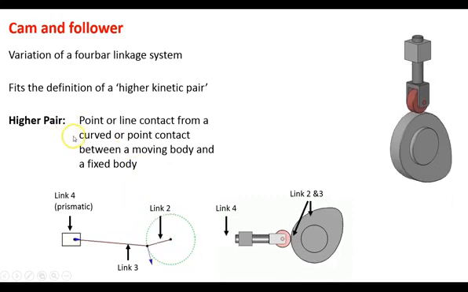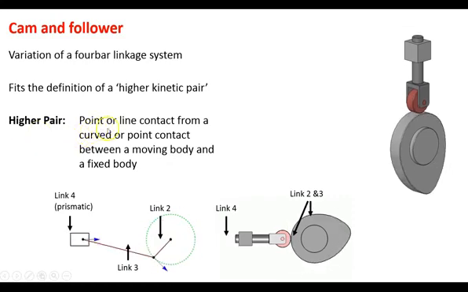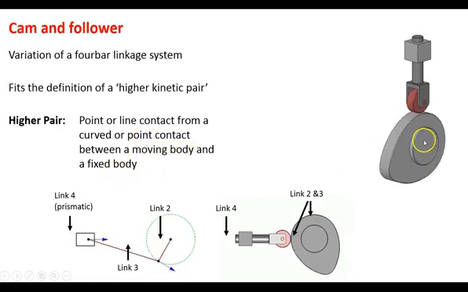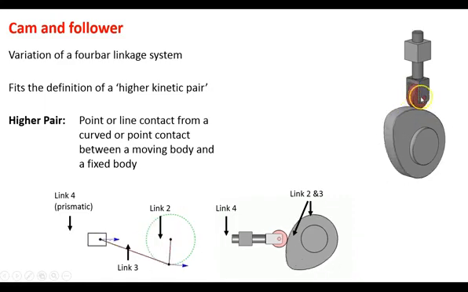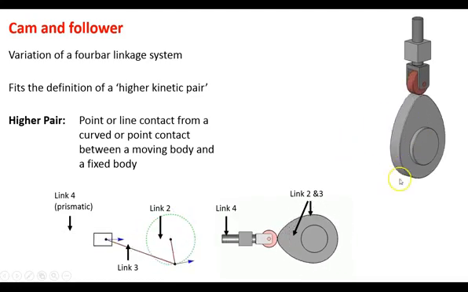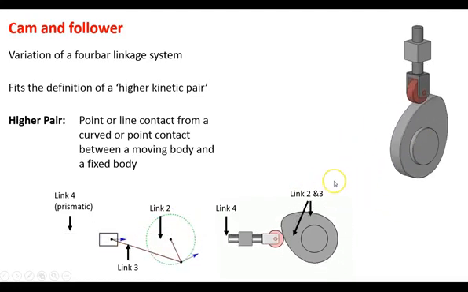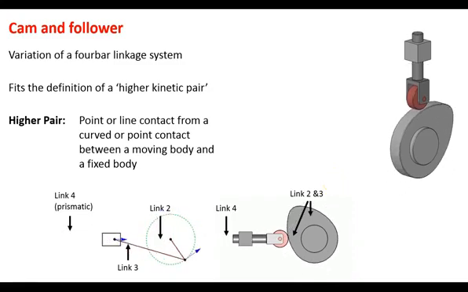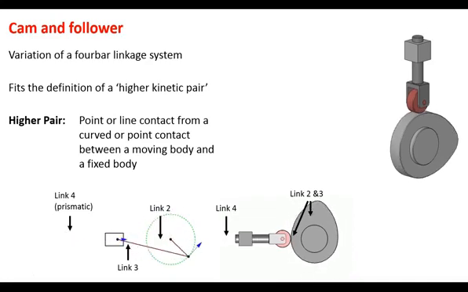But with your higher pair, it means that you've got a point or line contact, a curved or point contact, between a moving body and a fixed body. So again, this is the perfect description of a cam. You've got a point or line of contact, a round follower and a round cam, and that's what's causing your motion. So this is a higher kinematic pair in terms of linkage, if we use the same language. But other than that, it still is related to the 4-bar linkages.